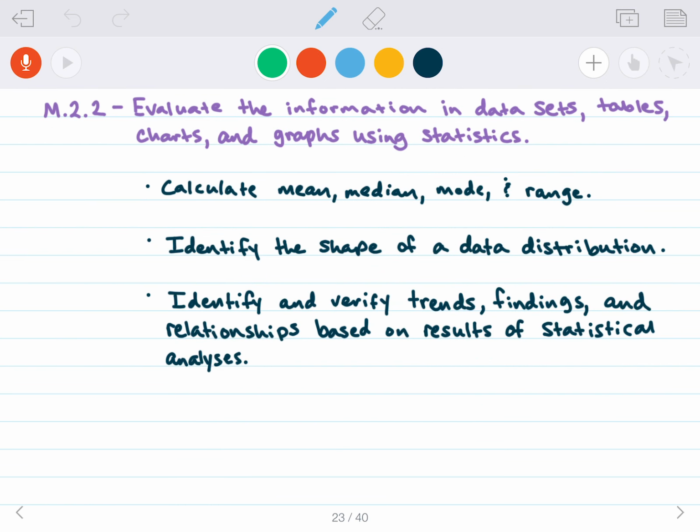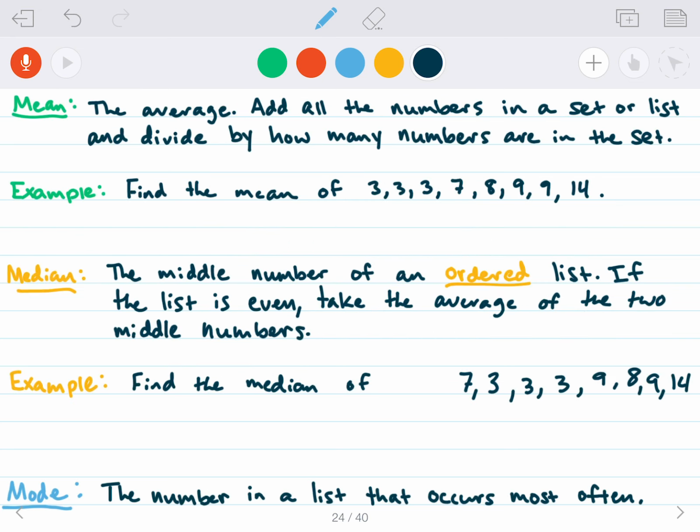All right. So that was the first section in our little data/statistics unit. Next thing we're going to talk about is looking at charts and tables and data sets and finding information about mean, median, mode, and range. Then we're going to talk about the shape of data distributions. You know, for the TEAS test, you don't have to really get in the weeds with the statistics stuff. You just have to know the very, very basics.